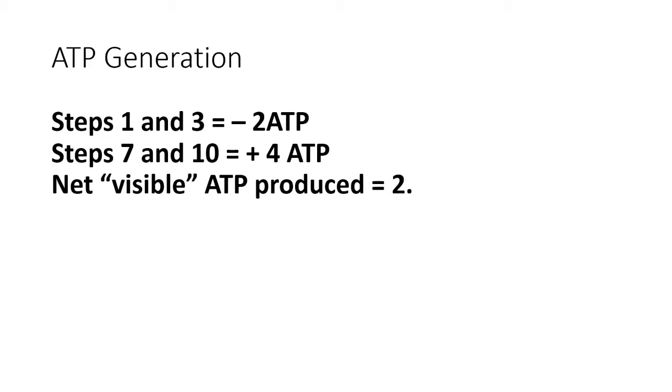In step 1 and step 3, 2 ATP are used up, and in step 7 and step 10, 4 ATP are produced. Therefore, the net ATP produced is 2.